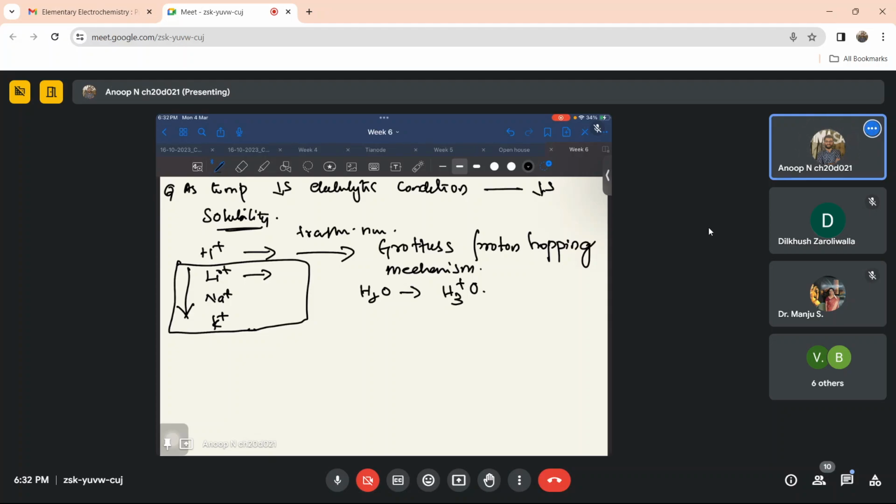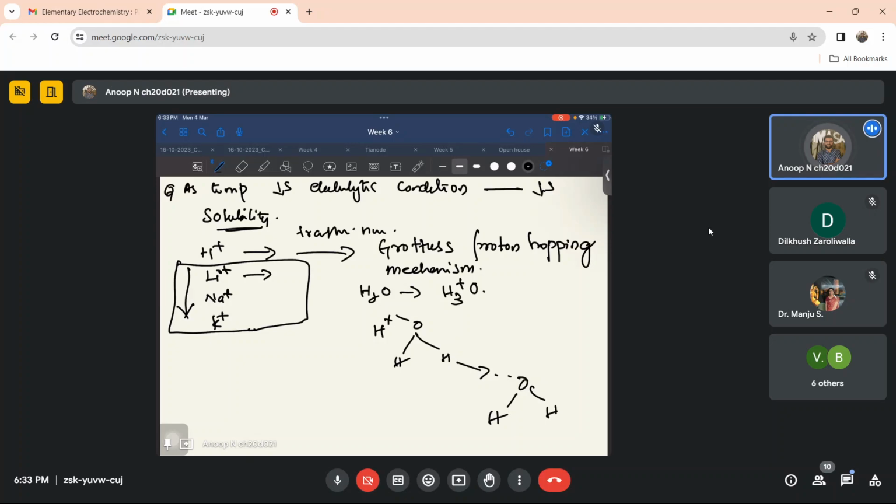So there will be a proton, and there will be a water molecule, H2O. So it will hop from this side to another one like that. It can propagate and move faster. This is because its size is very small. Another water molecule will be there, like this. So it's called Grotthuss proton hopping mechanism. Due to this, H plus has very high ionic conductivity.